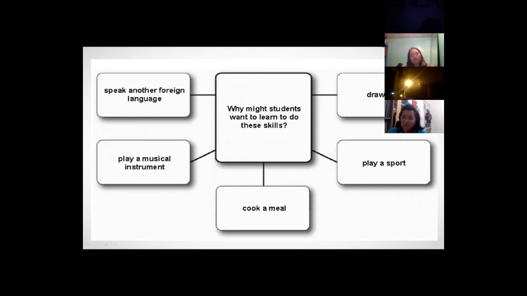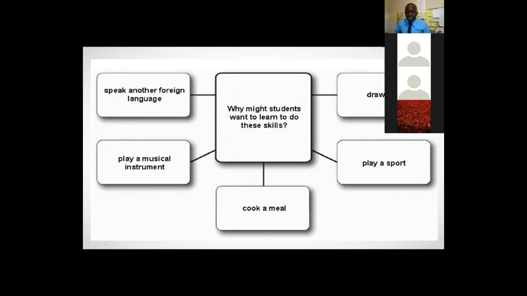Why do we need these skills, or why do students need to have these skills? Speaking a foreign language, play music, cook a meal, play a sport, draw well. Make sure that you combine some 2 or 3 that are common. If you see some 2 or 3 elements are having something in common, make sure that you join the 2 points or the 3 points.